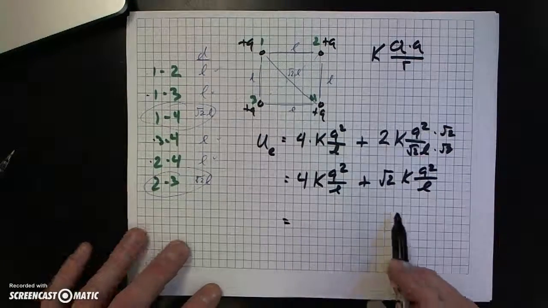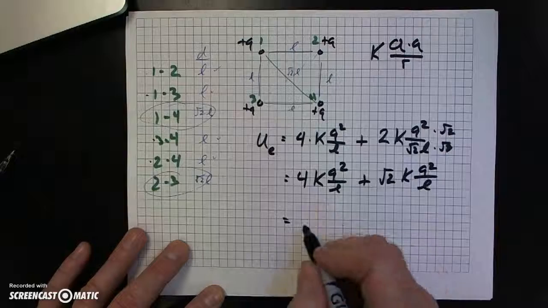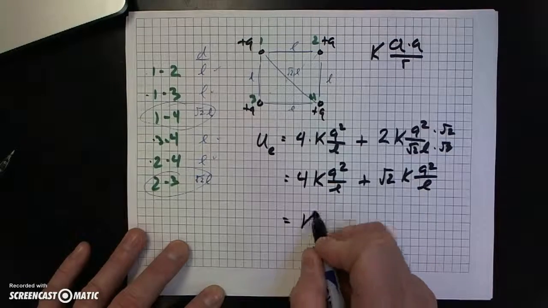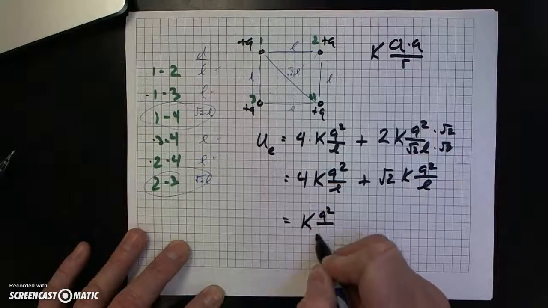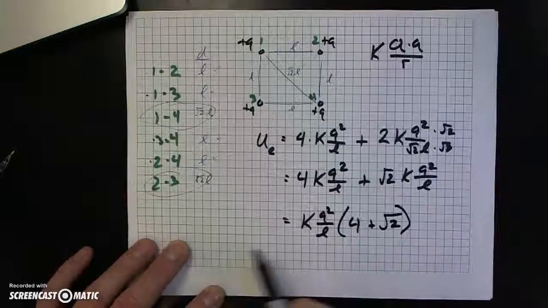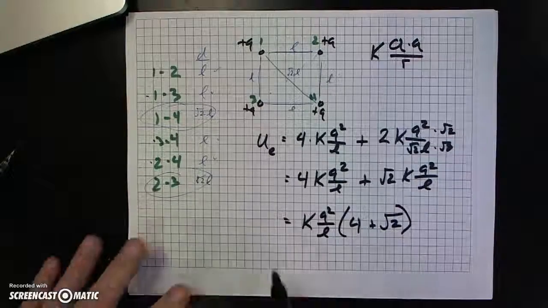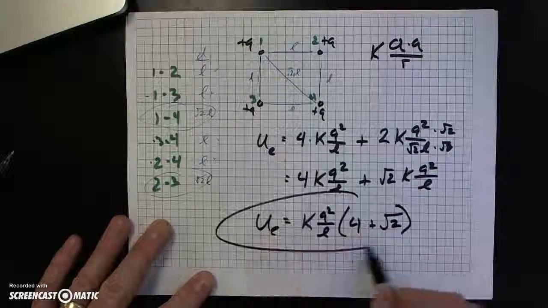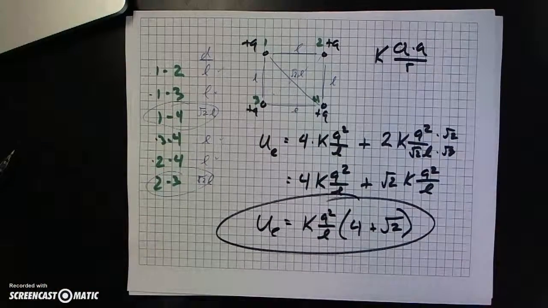Let's just tidy up one more time, pull out everything that's constant, that's the same on both sides, and do the rest. So we'll do KQ squared over L times 4 plus root 2. And there you have it. There's our answer. This is the total energy it would take to assemble those 4 charges into this configuration.